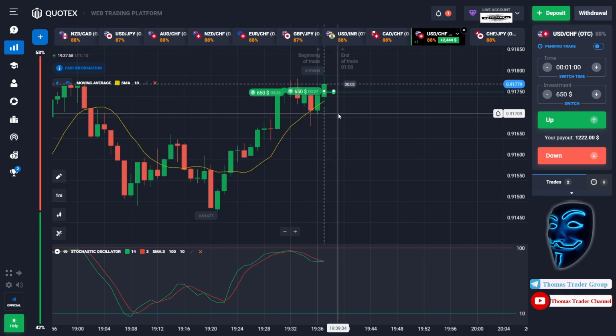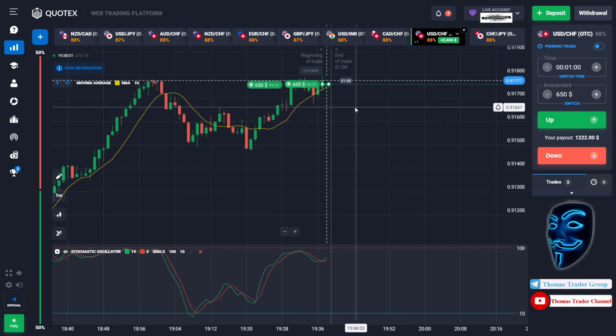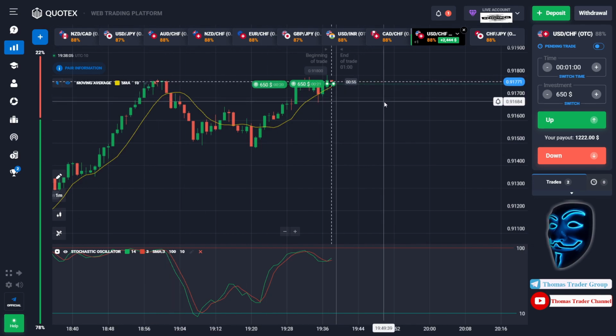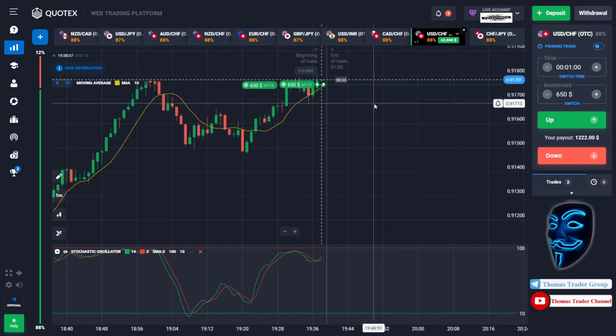The market will try to break the resistance area. As you can see over here, the market will try to break this resistance area. Let's prove it and let's wait till the end of our trade.